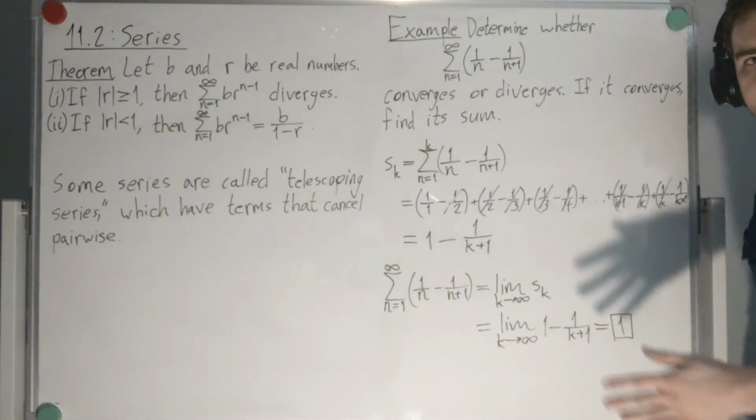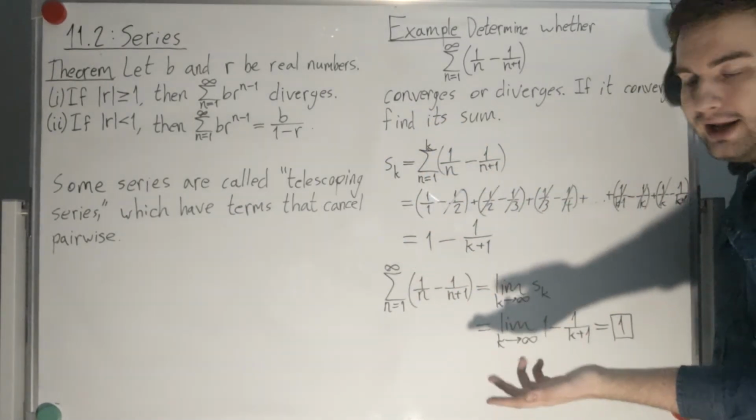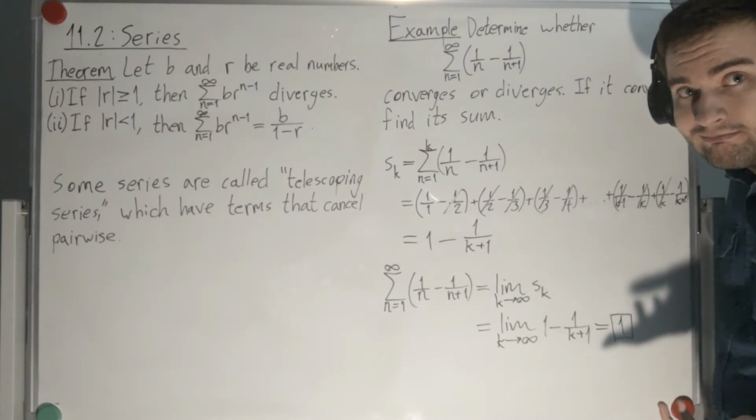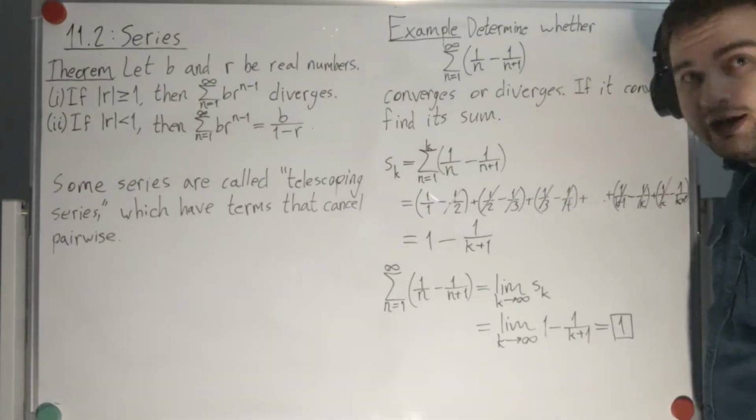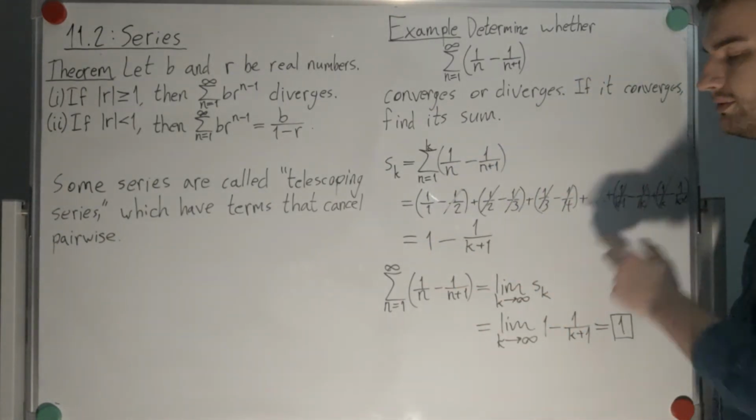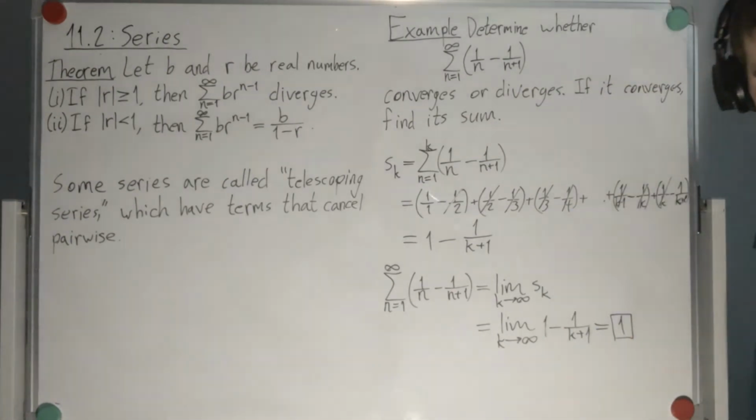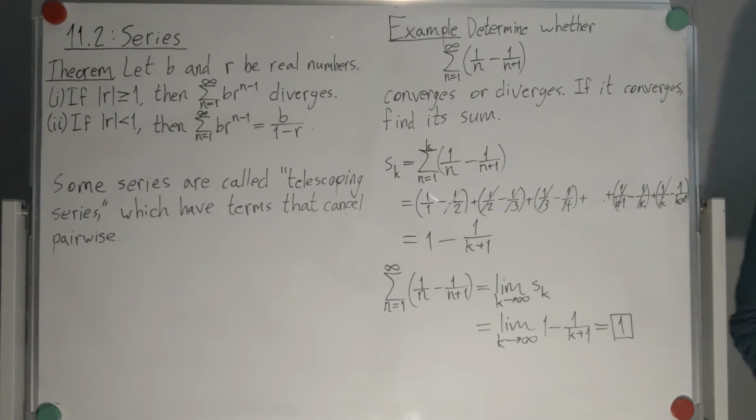And pretty much every telescoping series works like this. In some way, you've got to write it as a function involving n minus a function involving n plus 1, and then make sure a bunch of things cancel. Sometimes, in this case, only the first and the last term survived and everything else canceled, right? Sometimes there are more terms that can survive. That can also happen. But basically, they follow this same kind of flavor. Okay.